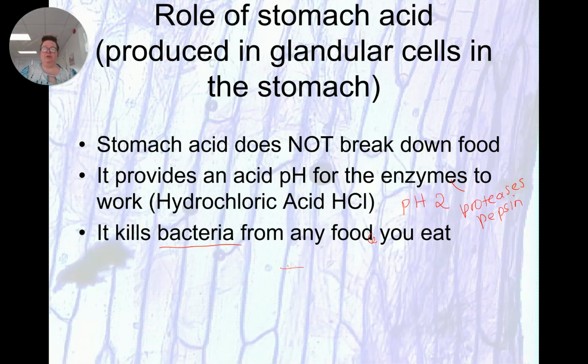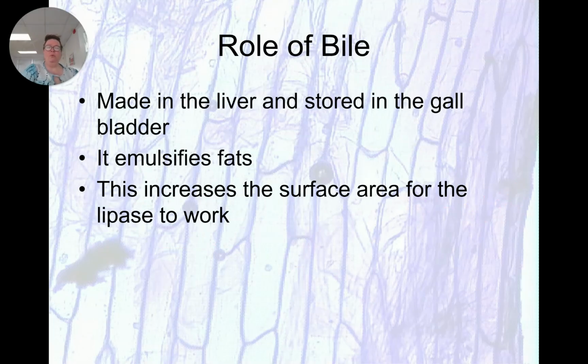Right, there's one more chemical we need to look at, which is bile. Now, again, bile doesn't directly break down any food, not chemically, but it does do something physical, okay? So it's made in the liver and stored in the gallbladder. And we've got a posh word here, it emulsifies fats. Where are we? Here we go, emulsifies fats. Big word, you might have come across it in cookery.